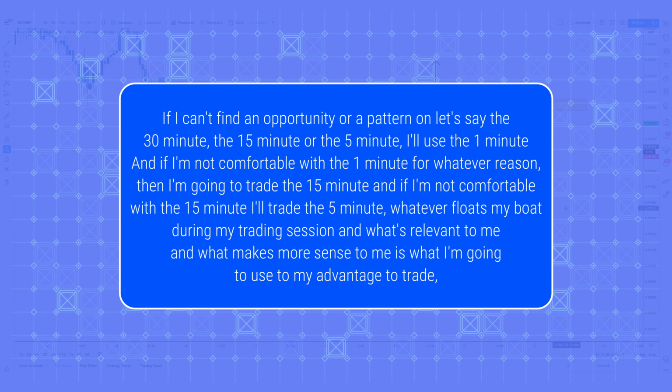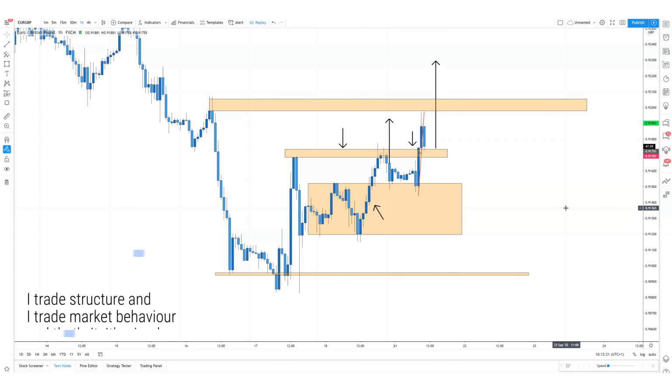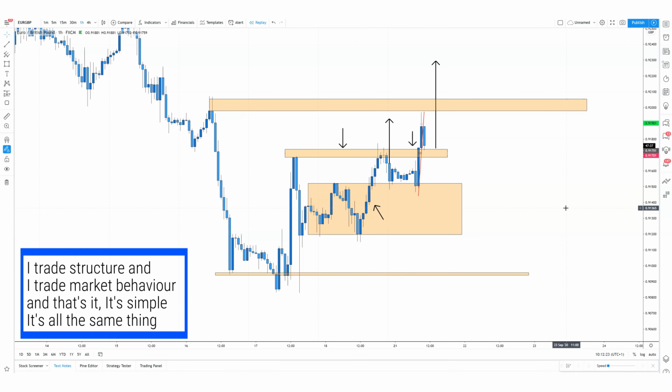And if I'm not comfortable with the 1 minute for whatever reason, then I'm going to trade the 15 minute. And if I'm not comfortable with the 15 minute, I'll trade the 5 minute. Whatever floats my boat during my trading session and what's relevant to me and what makes more sense to me is what I'm going to use to my advantage to trade. Because guess what? I trade structure and I trade market behavior. And that's it. Simple. It's all the same thing.